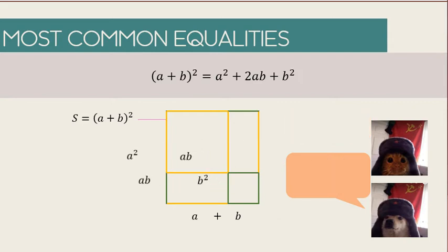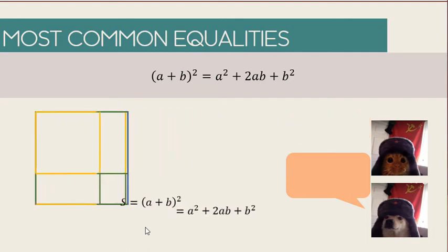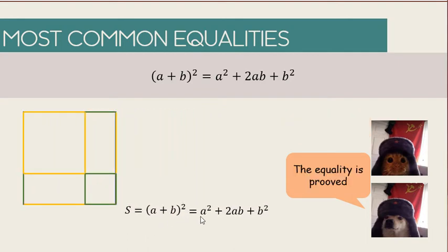Okay, moving on. The area of the square is equal to the sum of the parts, obviously. So we take the sum of all the parts to get a squared plus ab plus ab plus b squared, and it is equal to a squared plus 2ab plus b squared. That means (a plus b) squared is equal to a squared plus 2ab plus b squared, because they both equal the area of the big square. So the equality is proved.